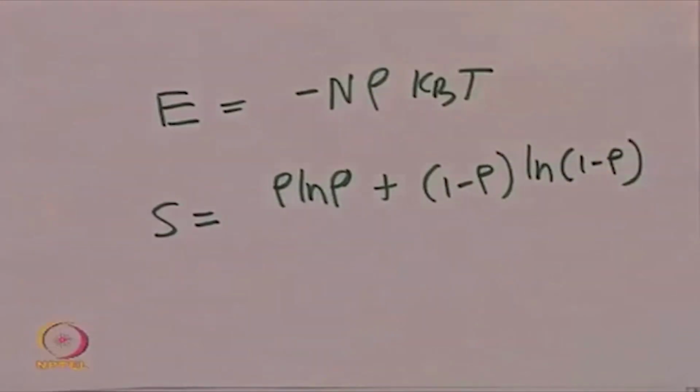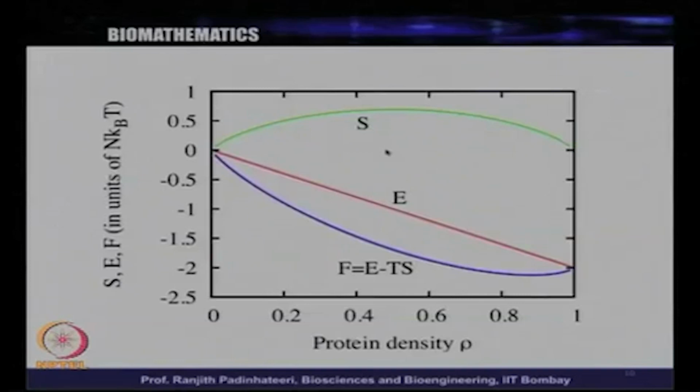So, these are these two curves. If you look at here, what does this mean? This means that according to this, energy is minimum when the protein density, that means the fraction of bound protein, is 1. That means everything is bound. When the density is 1, the free energy has its least value. The energy has its least value. E, the red curve, is least when this is 1.